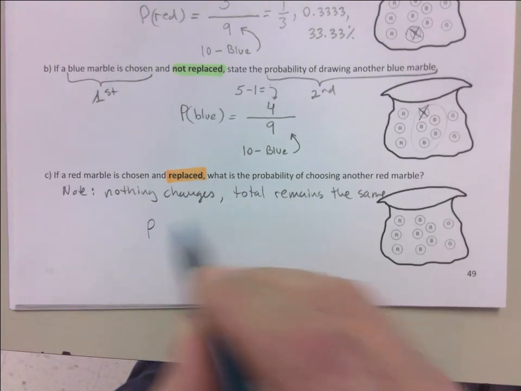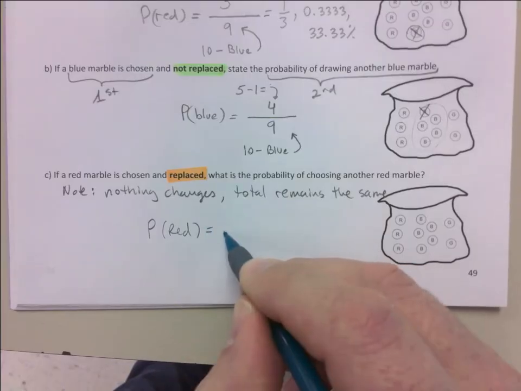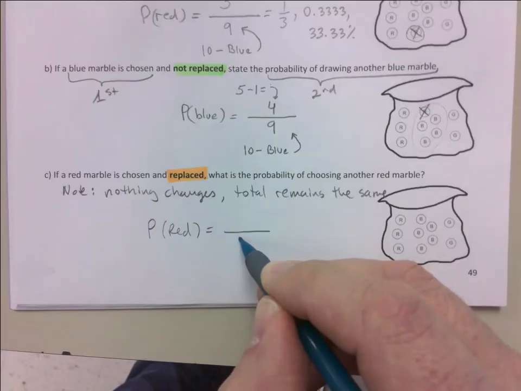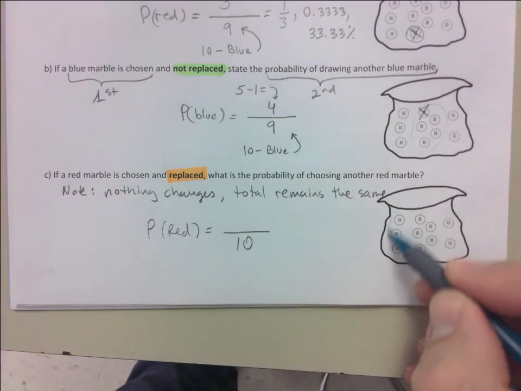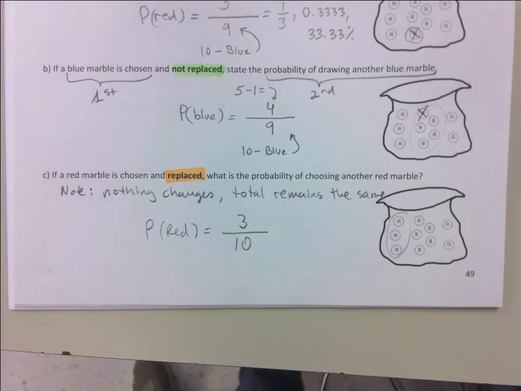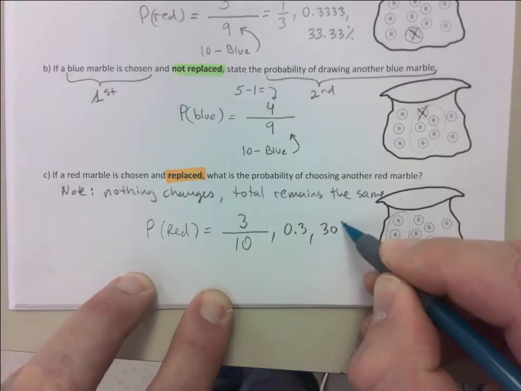So probability of a red one is going to be, how many do we have in the bag? 10, right? And how many of them were red? 3. So it's just 3 out of 10, or 0.3, or 30%.